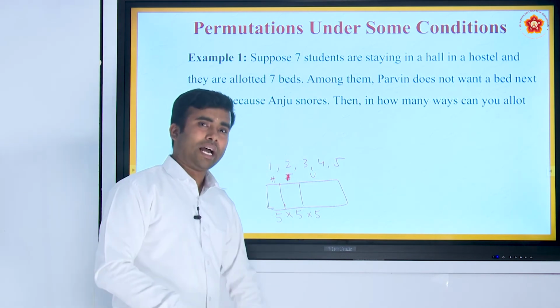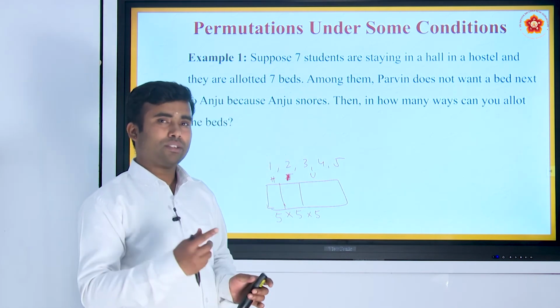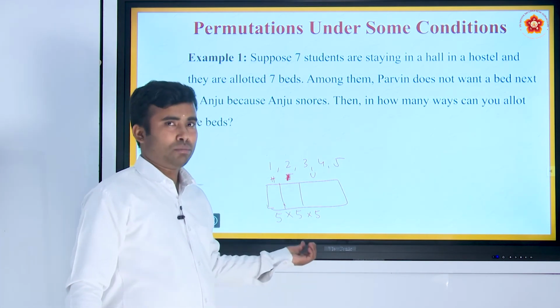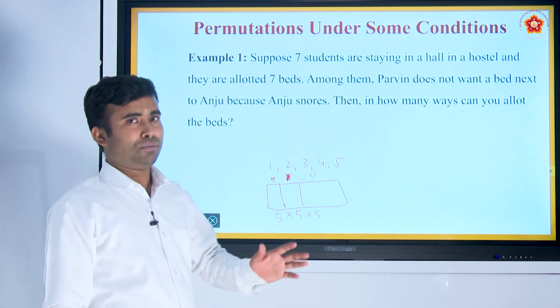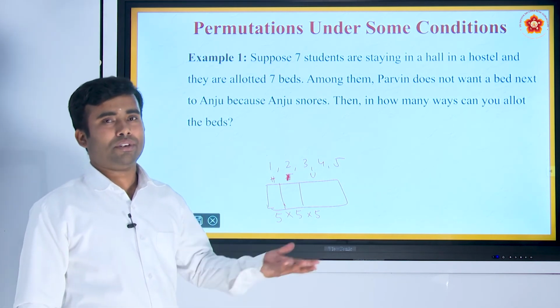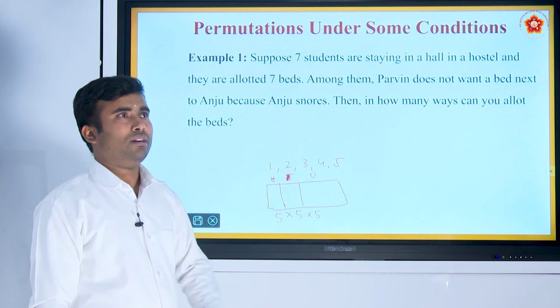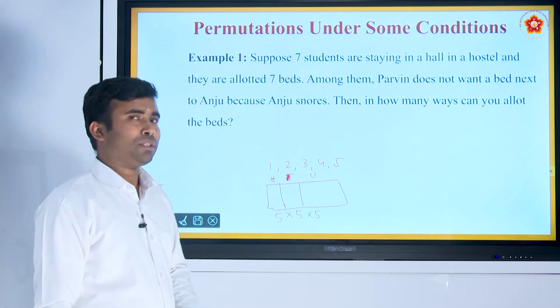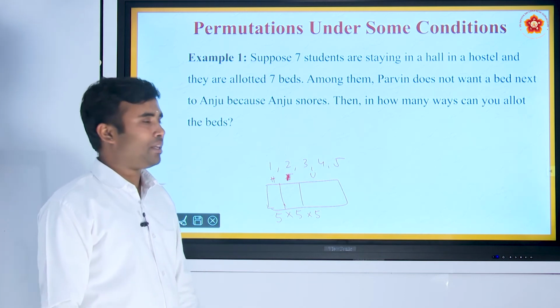So the condition here is that the digits can be repeated. Therefore the number of possible 3-digit numbers will be 5 into 5 into 5. That is 5 into 5, 25, 25 into 5 is 125. So the number of 3-digit numbers will be 125. This is an example I am giving.